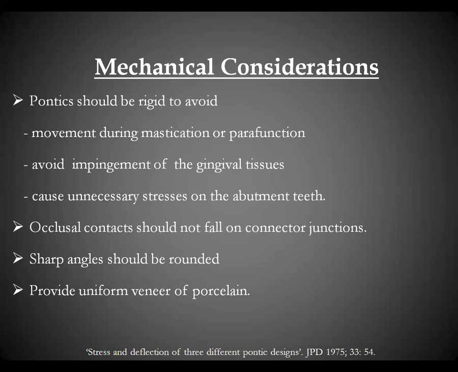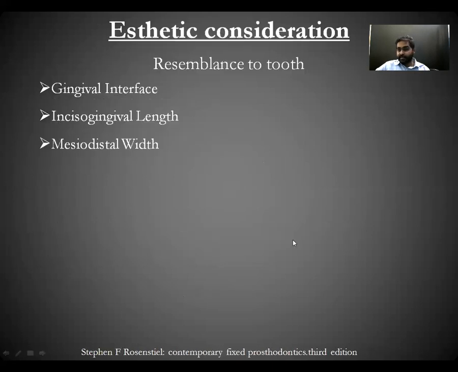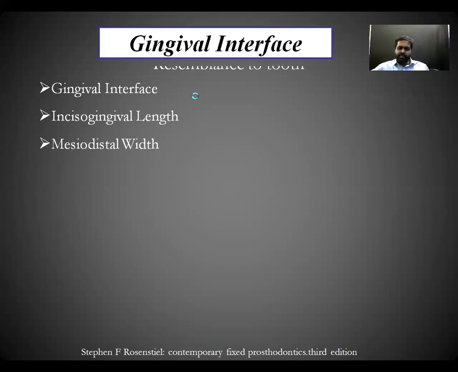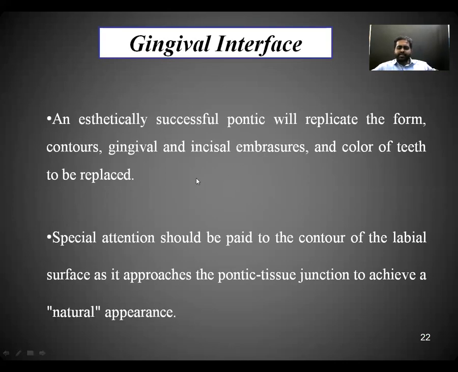Okay. So you should have proper uniformity of the veneer material when we go for the veneering of the porcelain crowns. We have the aesthetic consideration. Aesthetics should mimic your natural tooth in such a way that the gingival interferences, the incisor length, and the nasal width should make it look like a natural tooth. It should look like it is emerging from a proper socket, otherwise the aesthetics will be far behind excellence.